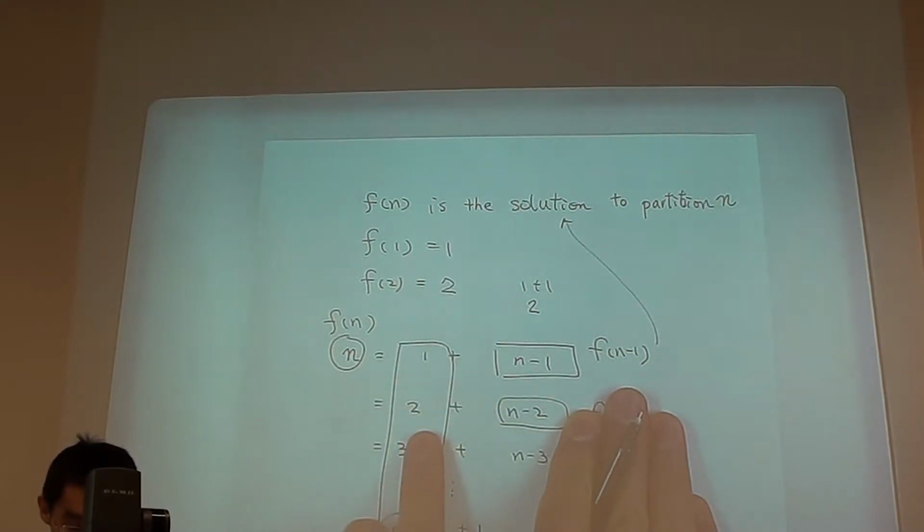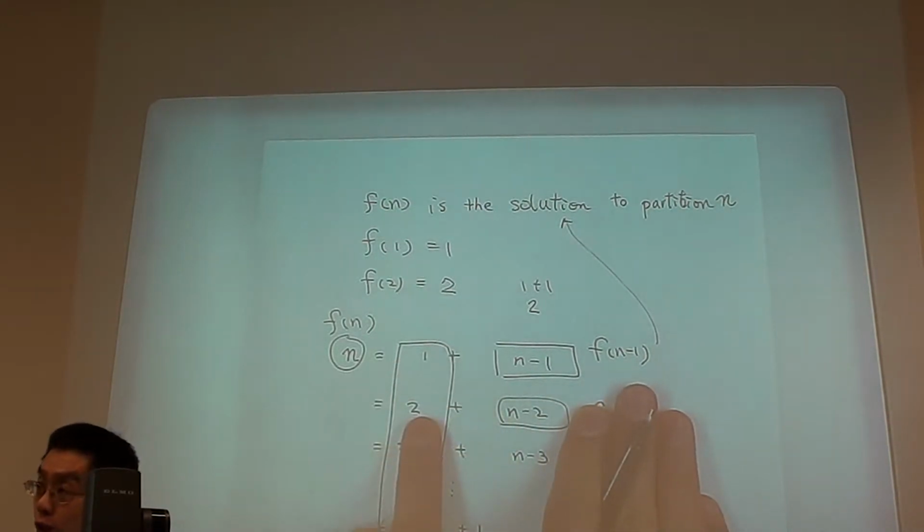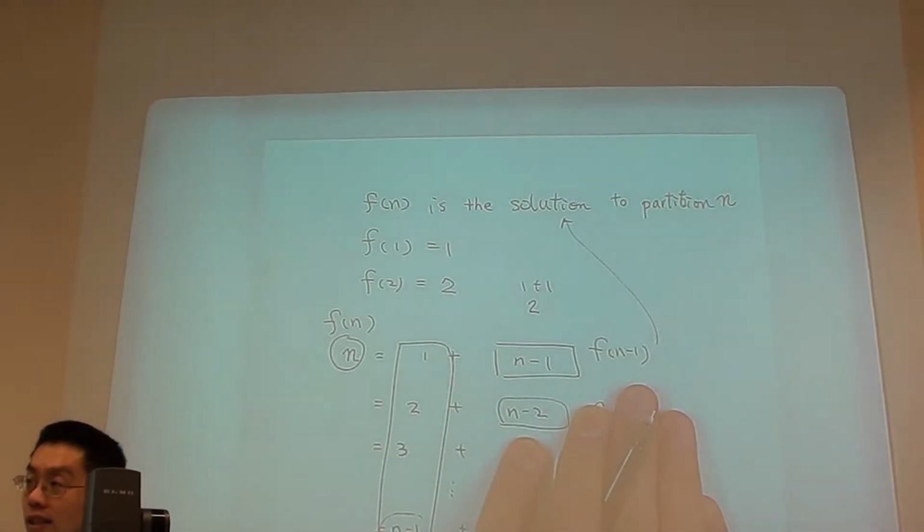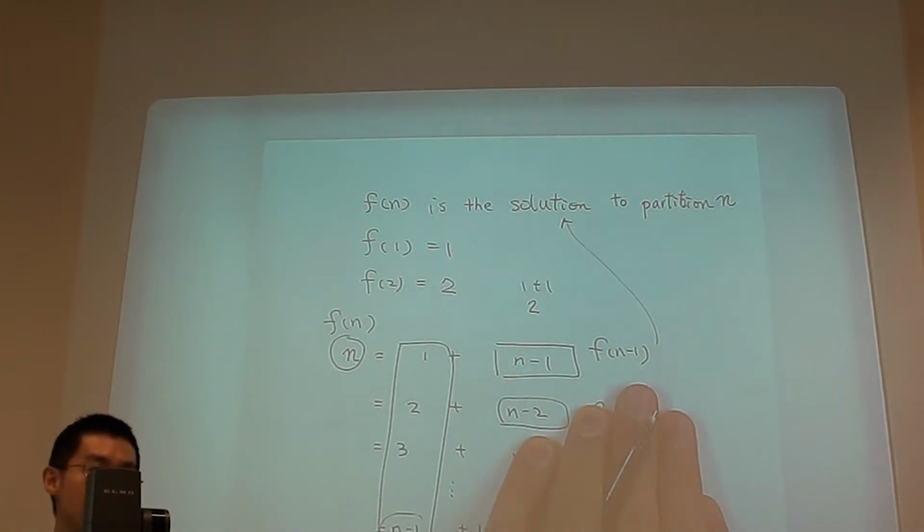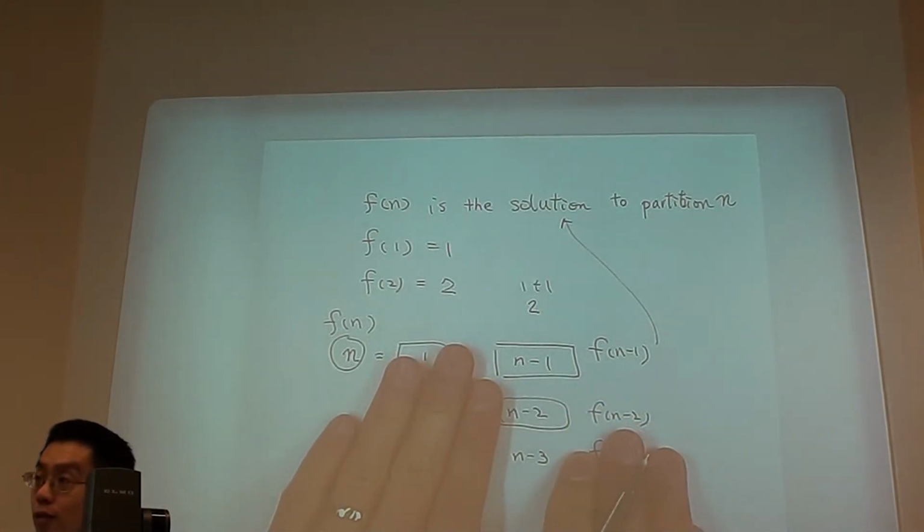If the first number is 2, how many? So I have chosen the first number. I need to worry about the remaining number. So the remaining number is n minus 2. How many ways can I partition n minus 2? f of n minus 2. Does that make sense?